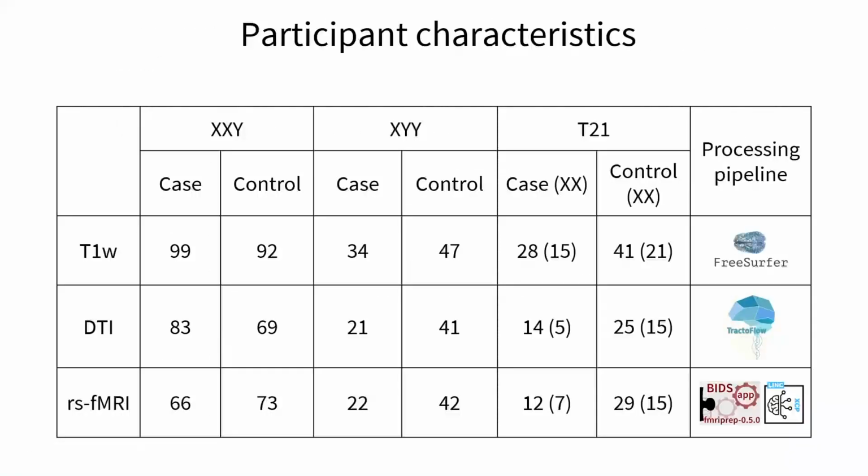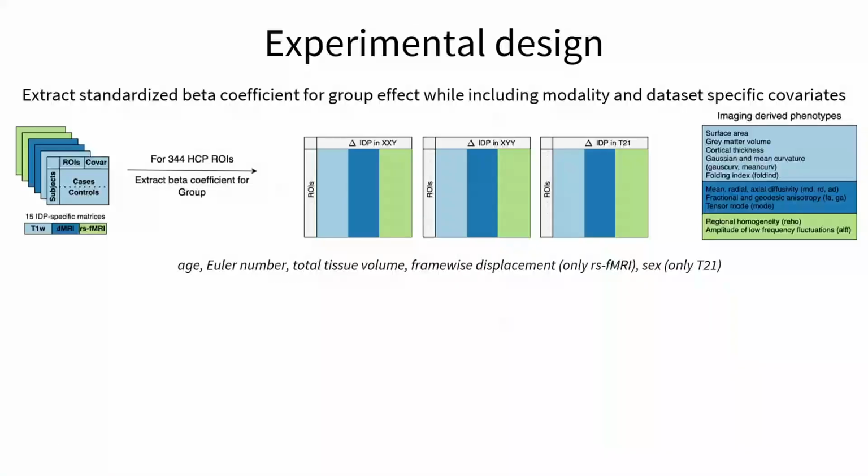And so across all of these aneuploidies, we had T1-weighted, diffusion tensor imaging, and resting state fMRI data available. I'll note that all of the individuals had T1-weighted data available, but we had variable case control counts for DTI and resting state fMRI. And after getting all of the neuroimaging data into the brain imaging data structure, or BIDS format, we processed the T1-weighted data using FreeSurfer, DTI using Track2Flow, and resting state fMRI using fMRIPrep and XCP Engine. And so from the 3 modalities, we looked at a total of 15 different phenotypes.